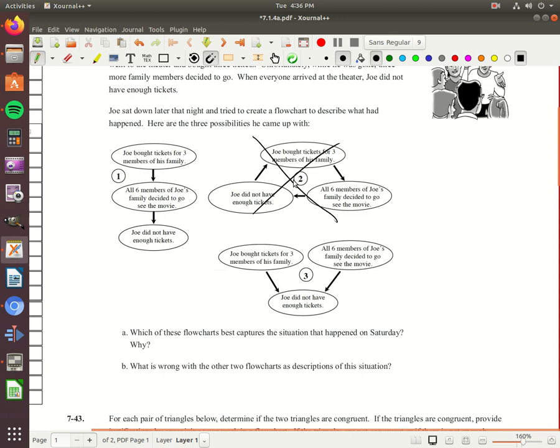So I want to eliminate 2 because historically most kids don't choose 2 as the option. They choose 1 or 3. And it really has to do with cause and effect. 1 is saying Joe bought tickets for 3 family members, which made 6 people want to go, which meant he didn't have enough tickets. 3 says he bought 3 tickets and 6 family members decided to go, which meant he didn't have enough tickets. So 1 is basically saying 6 people wanted to go because he only had 3 tickets.